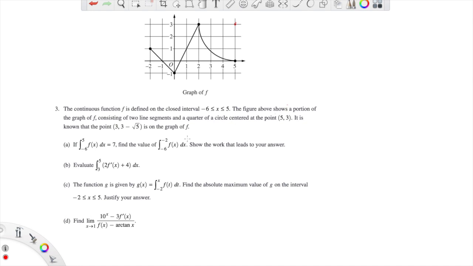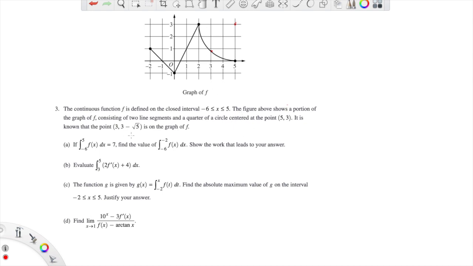It is known that the point 3, 3 minus root 5 is on the graph of f. So that's going to be this point right here, right? Where x is 3 and y is 3 minus root 5. I guess that means that the height of this is root 5.